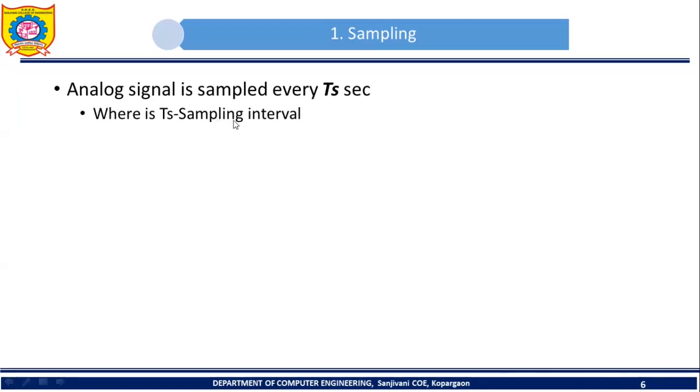As we have a sampling period, we can also have a sampling frequency. Suppose the sampling frequency is Fs, and it is given by the equation Fs = 1/Ts.